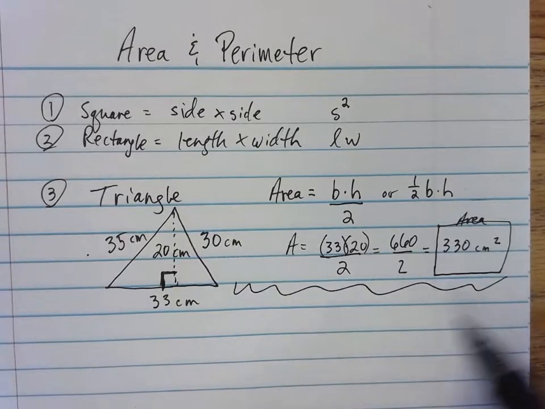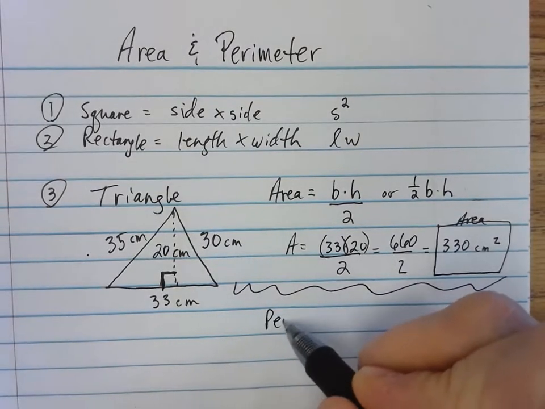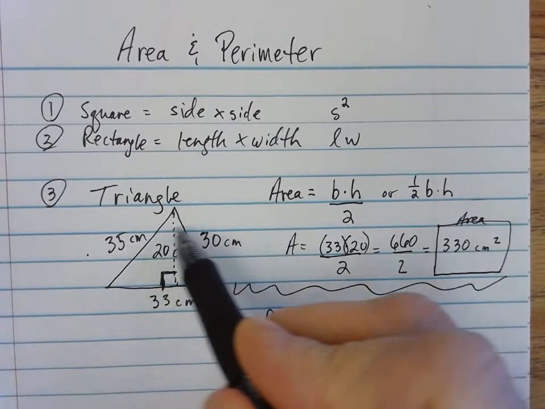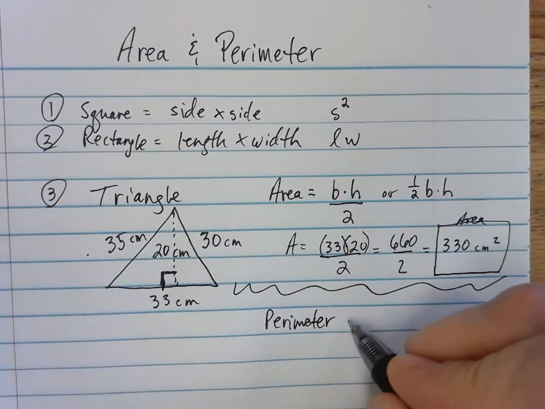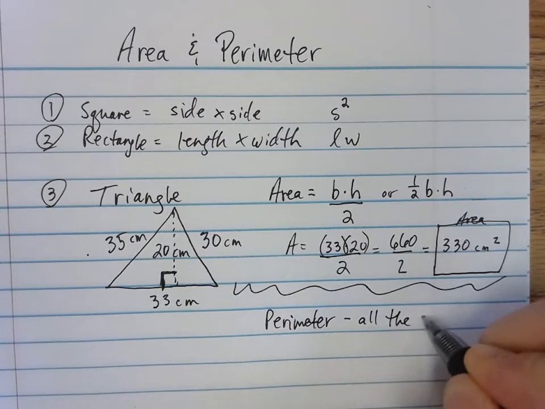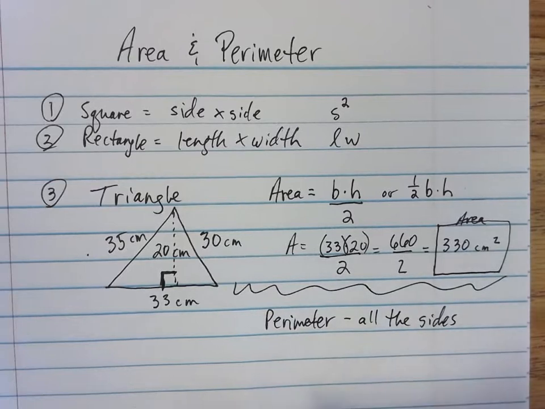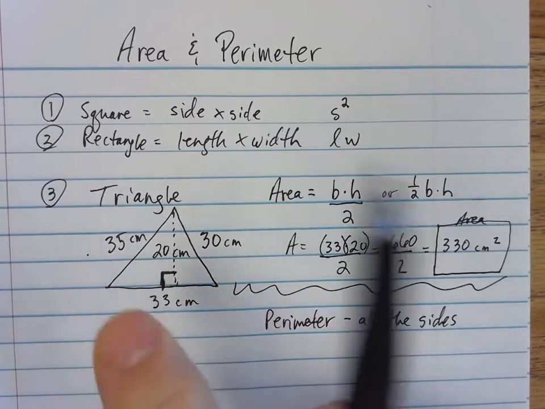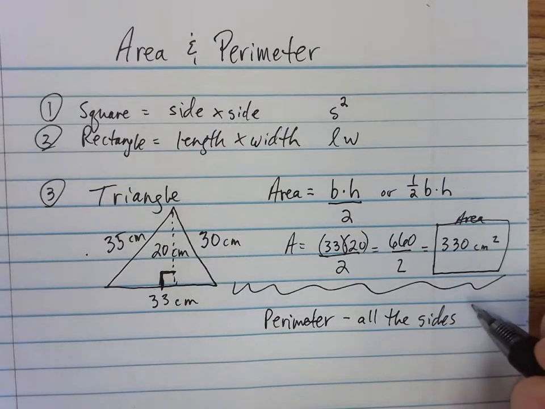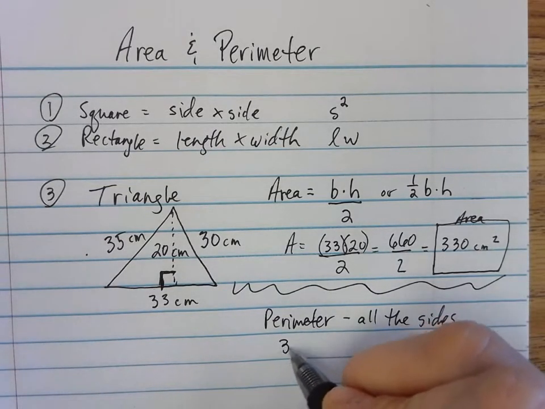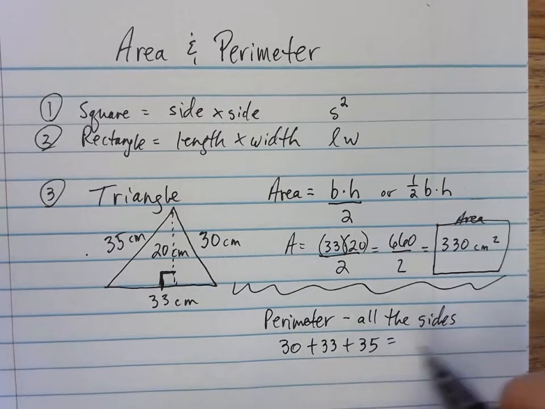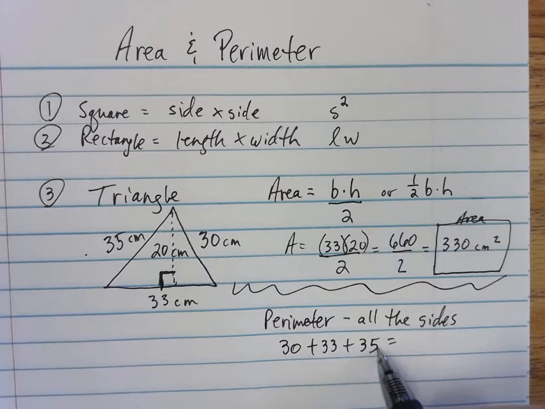We got that. Now, perimeter. How do I go about getting the perimeter of this triangle? All right, well, the perimeter, of course, is just adding up around all the outsides. Okay, so perimeter is all the sides. So that would be 30 plus 33 plus 35. You don't use the 20. Okay, that's not one of the outside parts. Okay, so 30 plus 33 plus 35. So if you add all that up, of course, that's 30, 60, 90, 95.